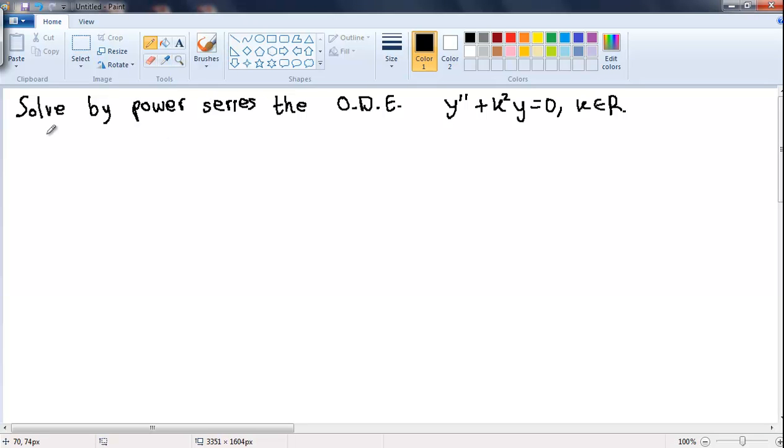The next problem is to solve, using power series, the ordinary differential equation y'' + k²y = 0. We know first that the general solution of that is a cos(kx) + b sin(kx), and a and b are any constant numbers, but I will solve it using the method of series.